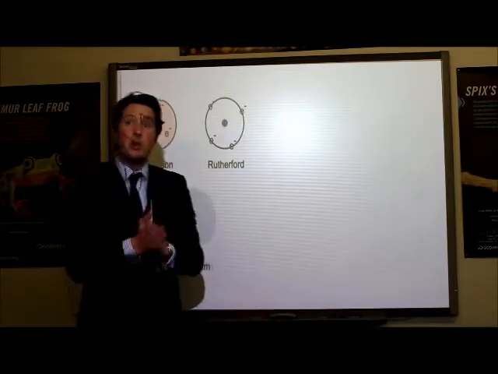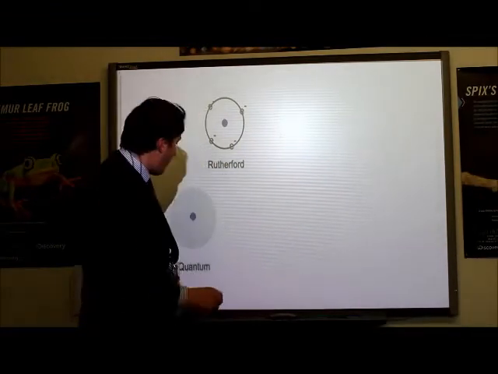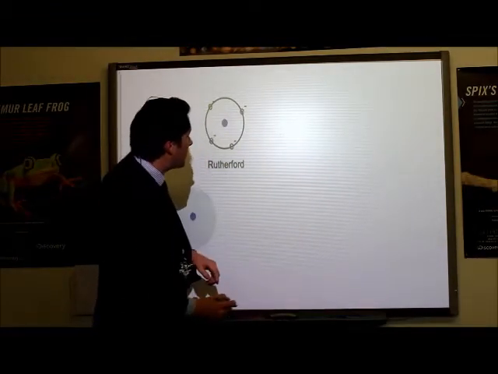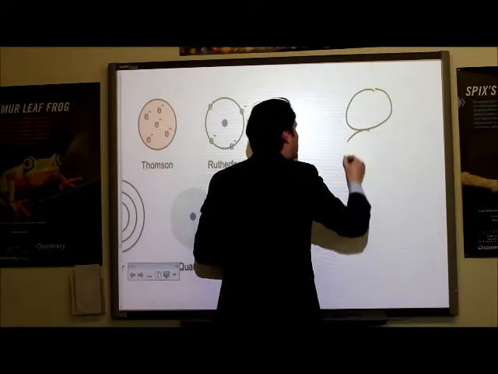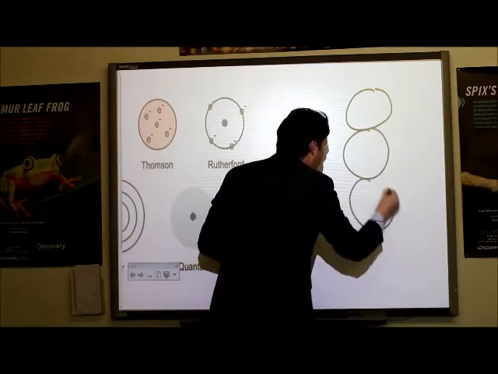What I really want to do is show you the experiment or how it was done. So what he had is he actually had a piece of gold foil which was made up of atoms, and those atoms were all linked together.